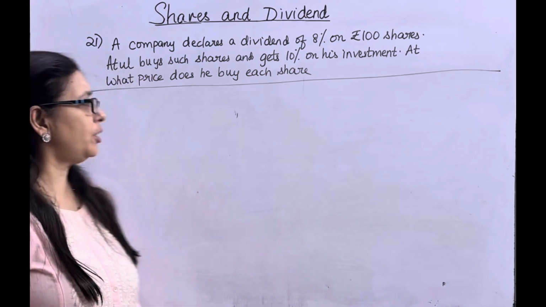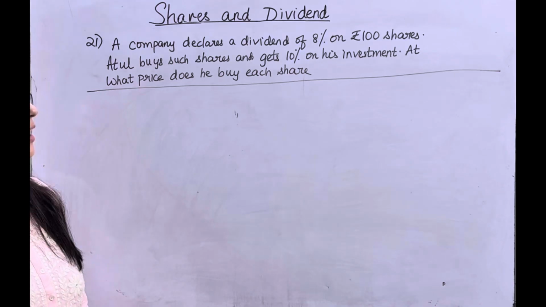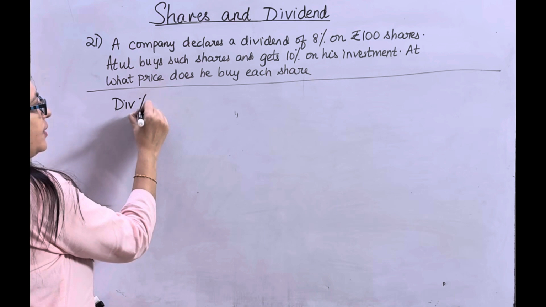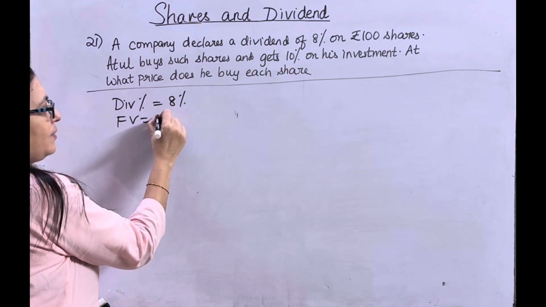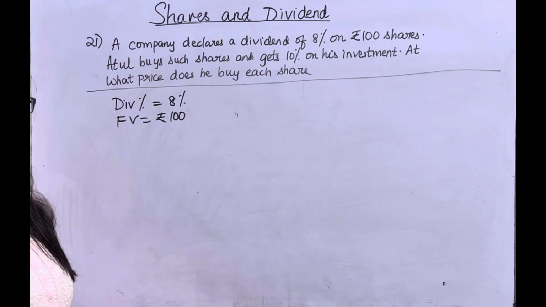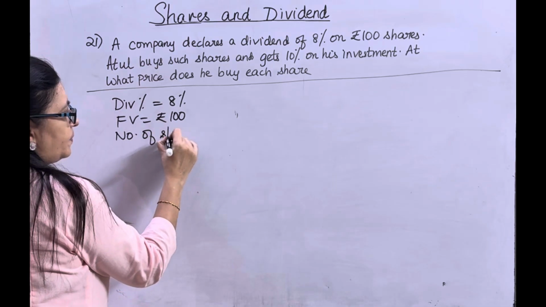Coming to the next question, question number 21. A company declares a dividend of 8% on rupees 100 shares. So dividend percent given is 8%. Face value given is rupees 100. Atul buys such shares. Do you know the number of shares? No. So let the number of shares be X.